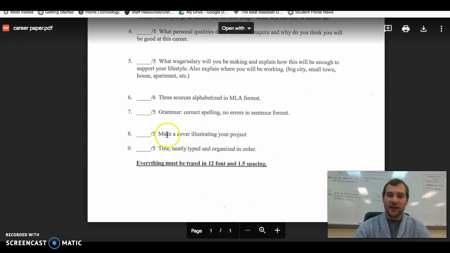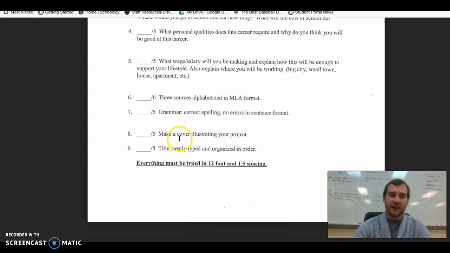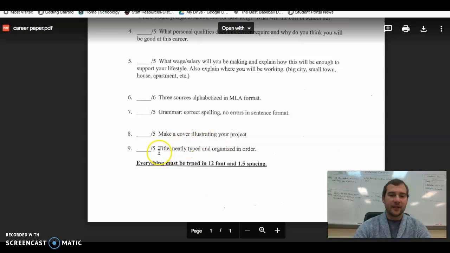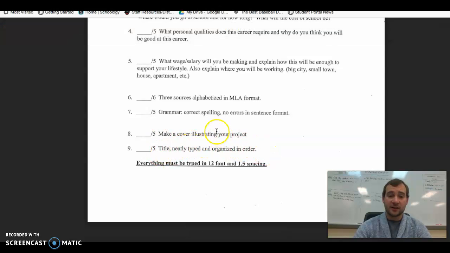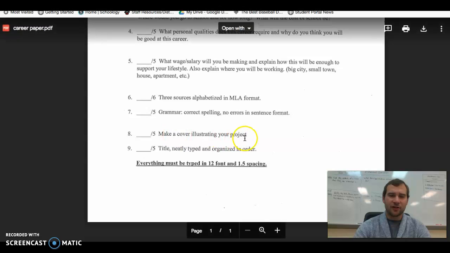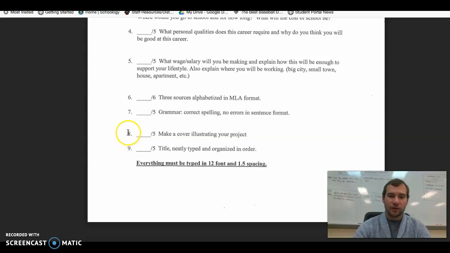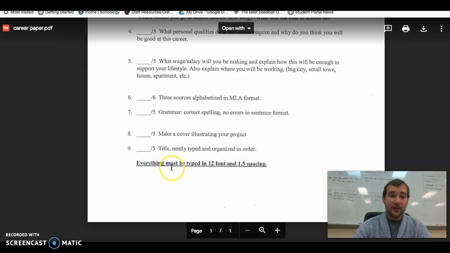Make a cover illustrating your project. This one is just making a cover. It's pretty simple, okay? You just need to have something there and then a title. So all these things are pretty simple. For the make a cover, I'm just going to throw this out because we're not going to be able to turn in a hard copy anyway. But instead of throwing it out, I'm just going to give you guys the 5 points because I'm a nice guy like that. So you're already up 5 points. Everything must be typed in 12 font and 1.5 spacing. You can format your Google Doc that way.